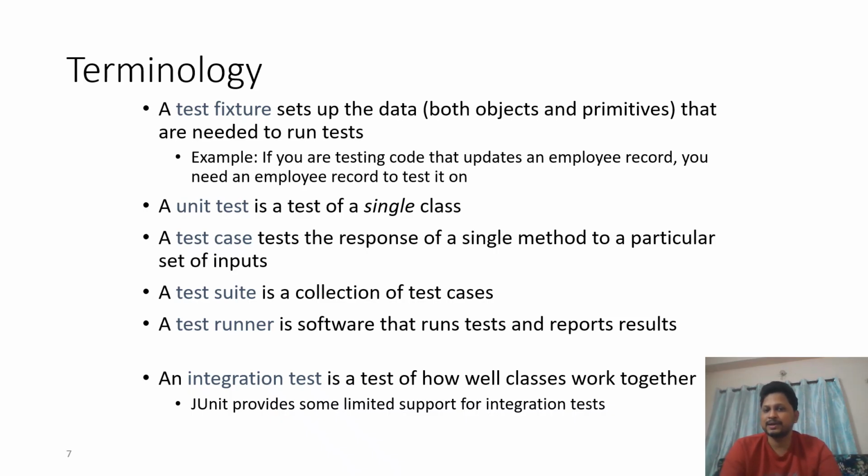A test runner is software that runs the tests and reports, so we can visualize all the results of the test cases. An integration test is a test of how well the classes work together, and JUnit provides some limited support for integration tests. All those things have been included.